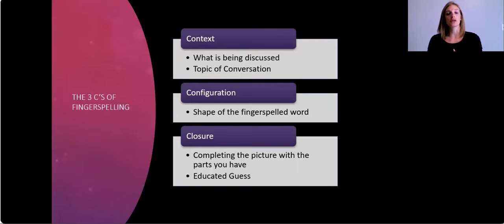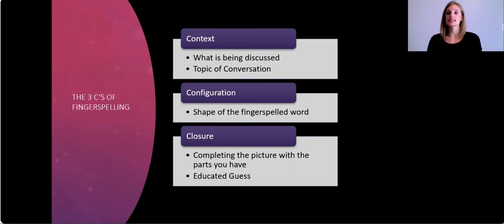The next C is what we call configuration. That's going to be the shape of the fingerspelled word. So just like when we had the blanks, you could see how many blanks there were. Well, configuration of a word is going to help you see, was it a longer word or a shorter word? When you learn about different types of letters, was it a palm down letter? Was the letter facing to the side? Was there movement in the letter? All of that is configuration to help your brain figure out what shape you saw, to help you figure out what the word is as a whole.